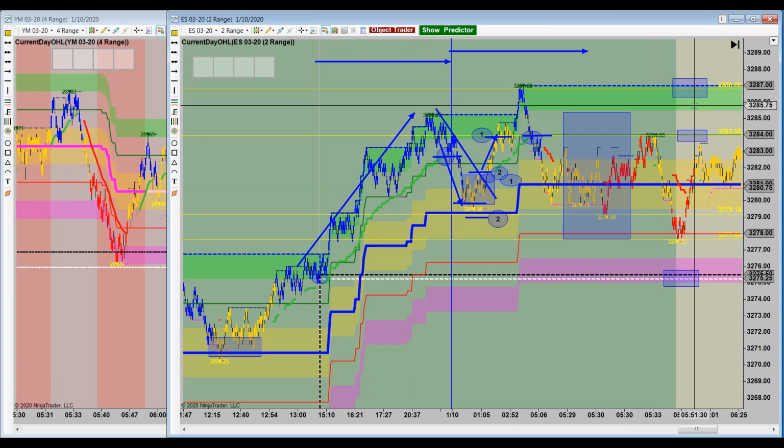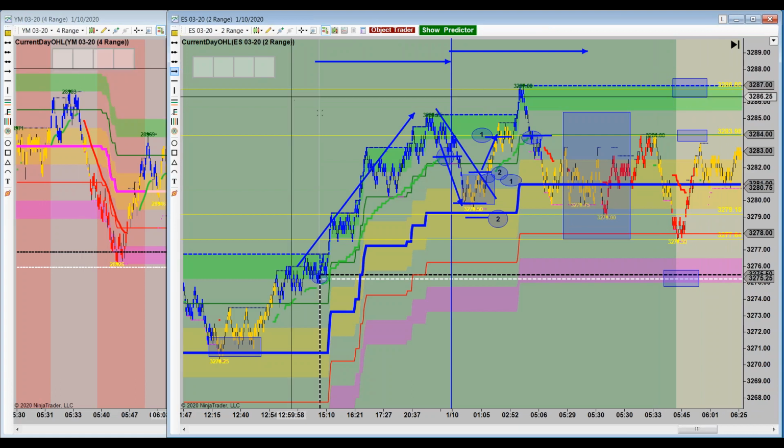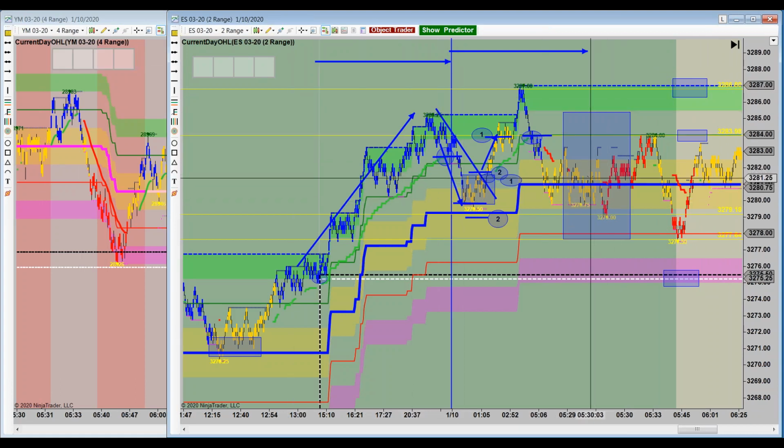When we say it's not tradable, if you get these bunched up little things like this, sometimes you'll see a range where it just chops around real tight and it's only maybe 10 ticks or 12 ticks or something. It's all bunched up and you can't really see the top and bottom. Then you really want to avoid that.